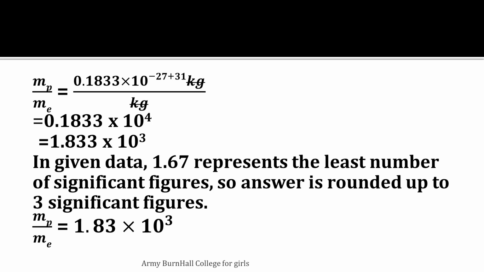In a similar way, you have to solve part B. You have to write down the given data, required, and then you will start the solution. The next two numericals we have already done in the previous lecture. The ratio answer is 1.83 into 10 to the power 3, and in a similar manner you have to solve part B.